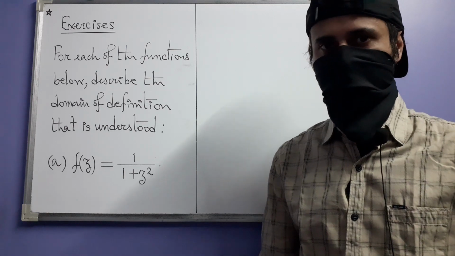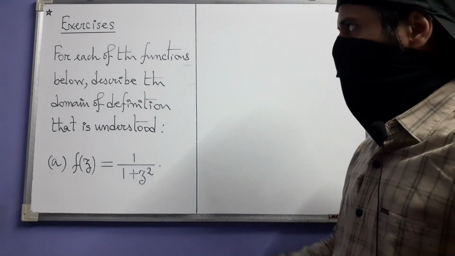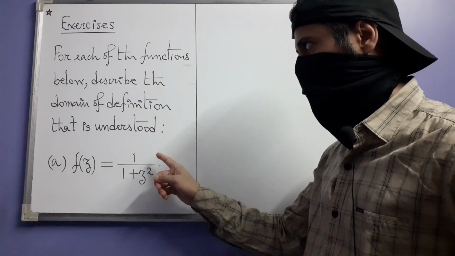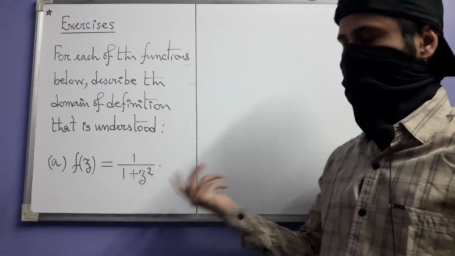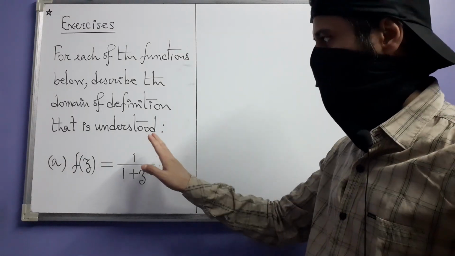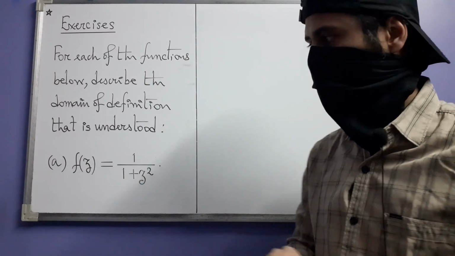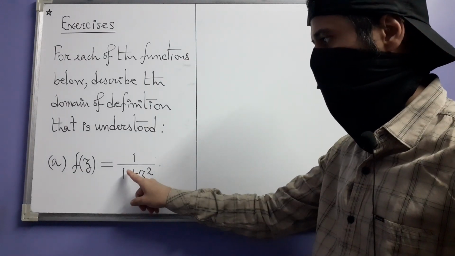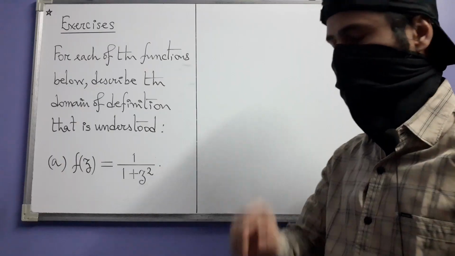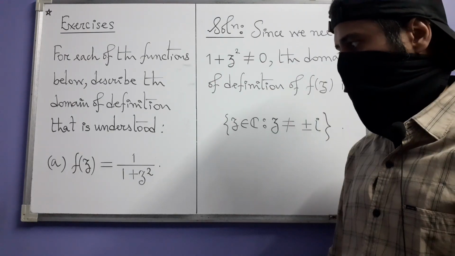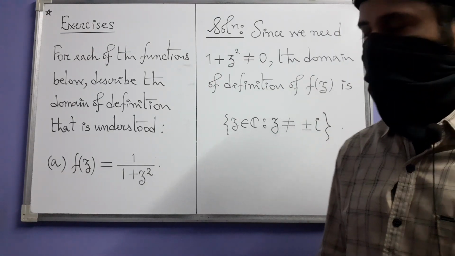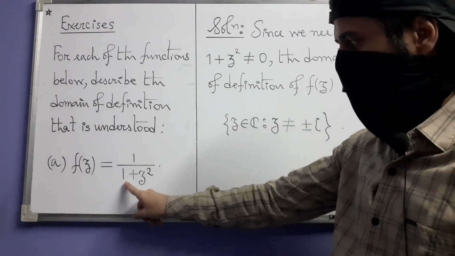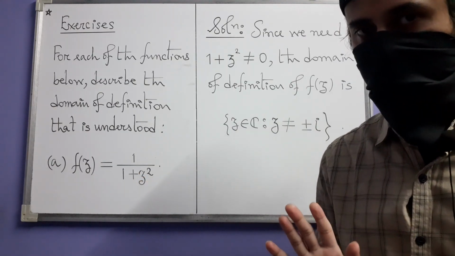Let's solve some exercises next. For each of the functions below, we have to describe its domain of definition, that is understood from the given formula. And the first one is this: f of z is 1 divided by 1 plus z square. So for this formula to make sense, the only thing we need to make sure is that 1 plus z square is not equal to 0.